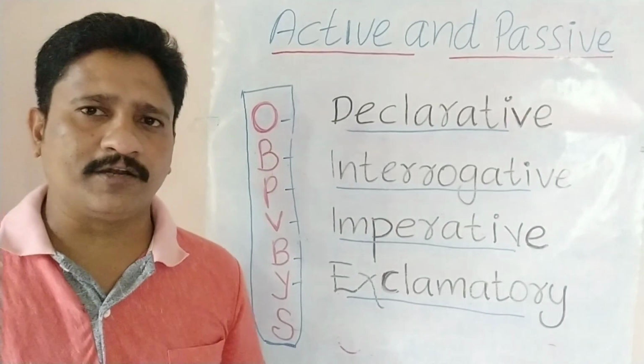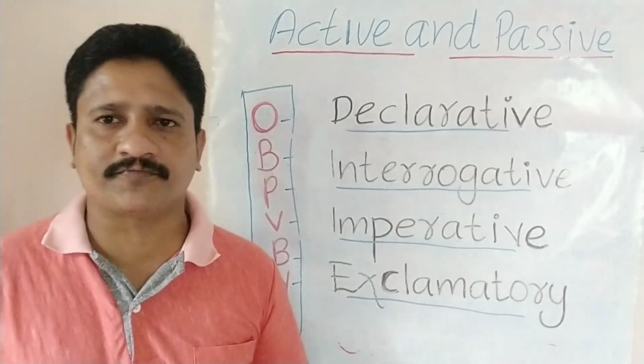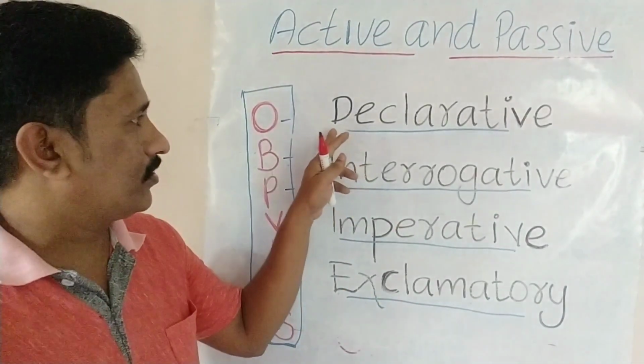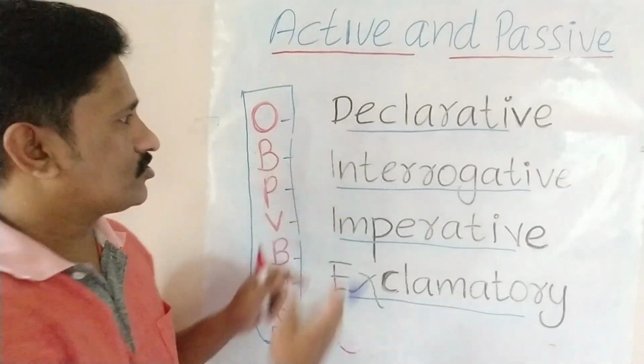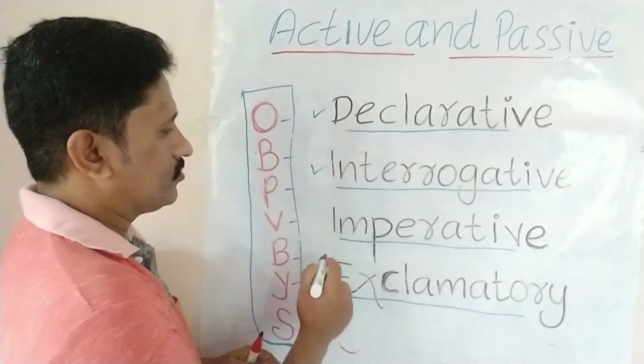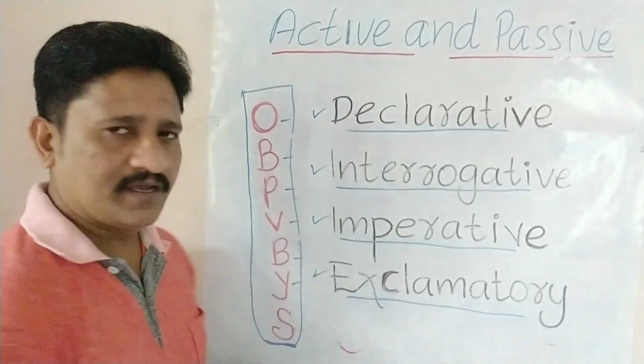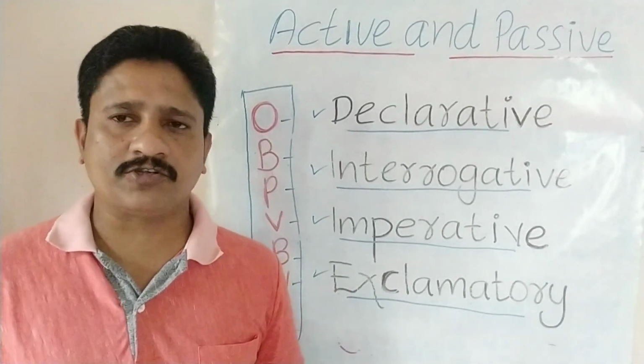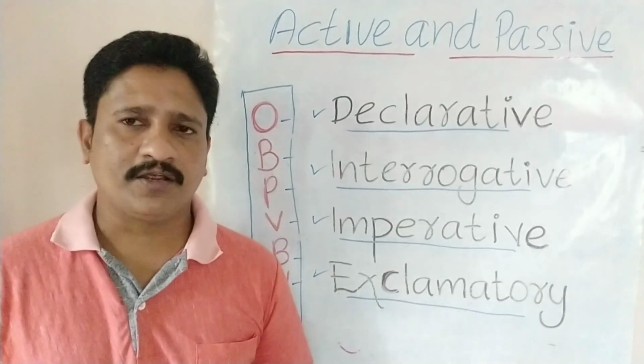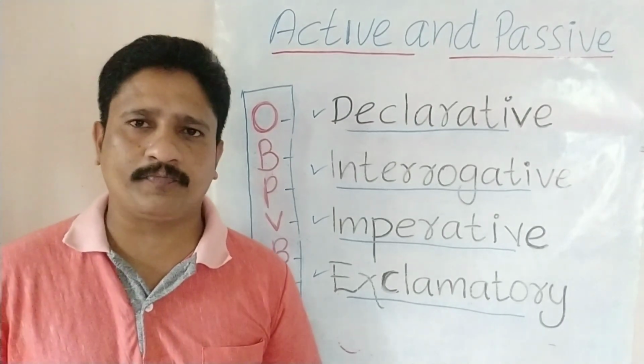that you need to identify the kind of sentence. There are different types of sentences in English: declarative, interrogative, imperative, and exclamatory. So first you need to identify what kind of sentence you are going to convert into passive voice.